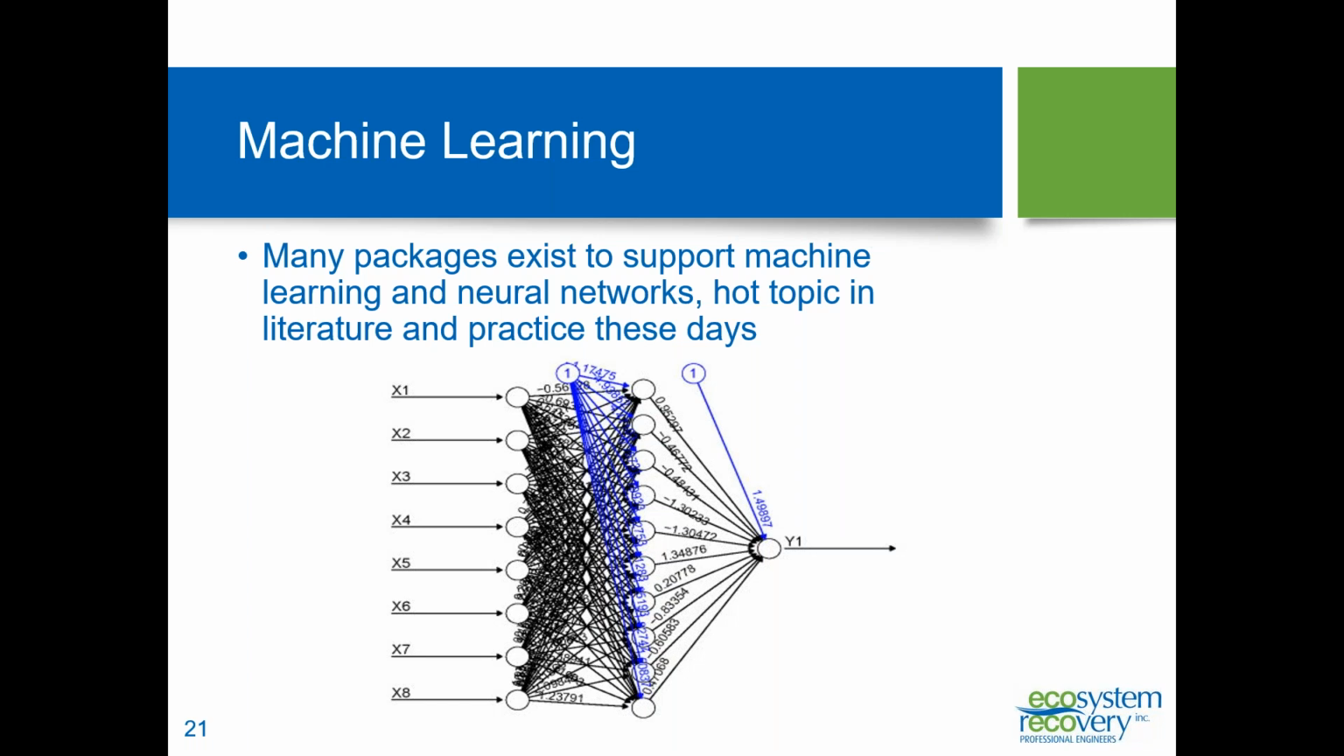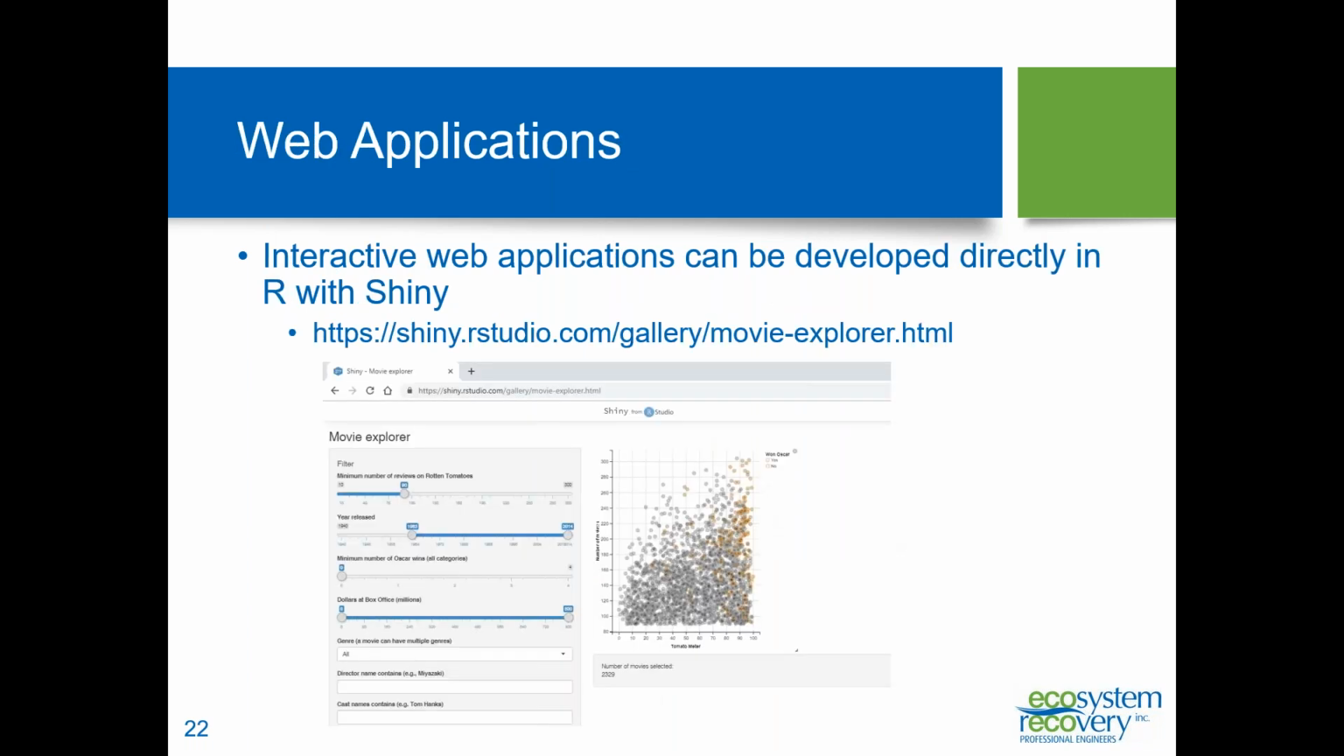R also supports machine learning algorithms, which is a pretty hot topic, especially in water resources and other fields today. And there's lots of packages that support those types of analyses. Web applications, there's something called Shiny in R, and you can actually develop HTML embedded interactive data tools directly in R, and there's different ways to host them online and basically embed them in websites. So there's a lot that you can do in web development with R as well. And there's a link if you're interested later to go and look at different examples of Shiny projects.